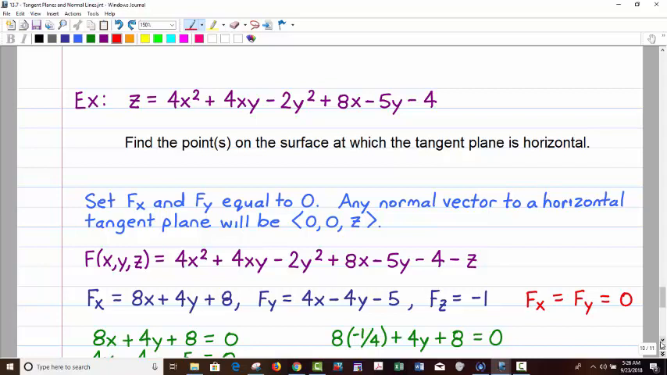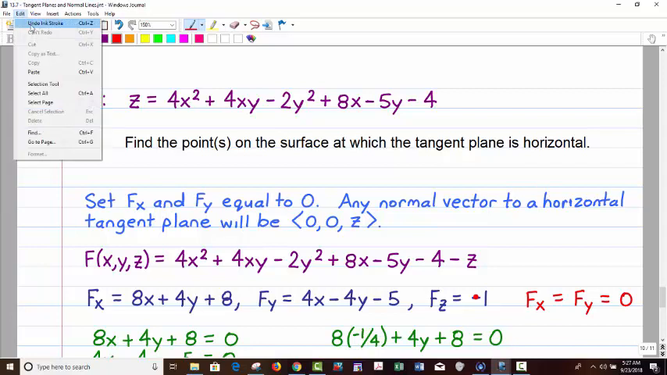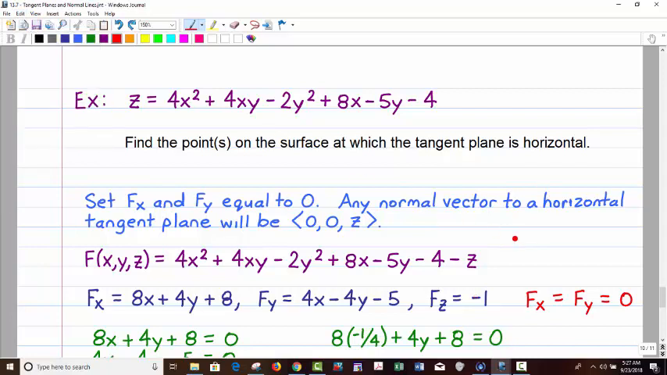All right, a little interesting example to wrap this up is we're going to take this function and find the points on the surface where the tangent plane is going to be horizontal. Well, interesting. So what we're going to do is set fx and fy equal to 0. Any normal vector to a horizontal tangent plane is going to be of the form 0, 0, z, because it's going to be going just straight upward. An example of that is the xy plane itself.